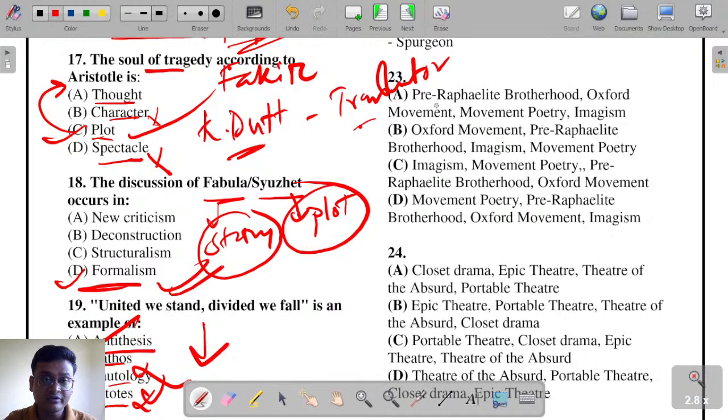In 1848 the Pre-Raphaelite Brotherhood comes. Oxford Movement poetry came in 1956, then imagism also. So here Pre-Raphaelite Brotherhood, Oxford Movement poetry, imagism. This is actually the right sequence.